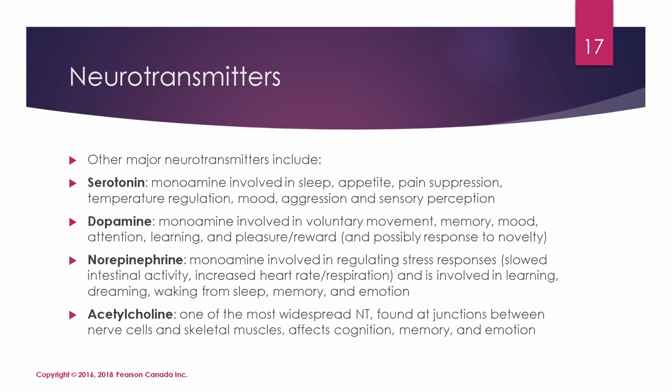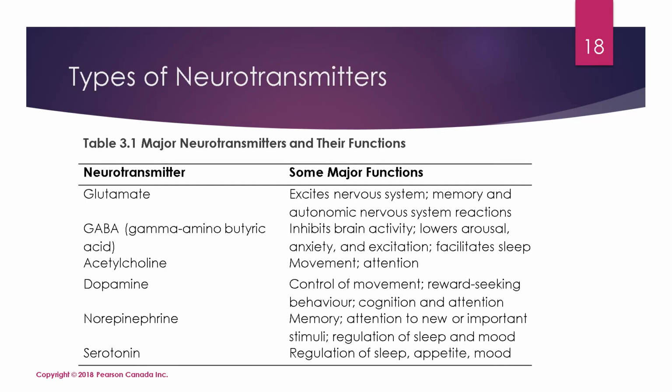And then finally we have acetylcholine, which is one of the most widespread neurotransmitters within our nervous system. It's found at the junctions between nerve cells and skeletal muscles, so basically where the motor neurons are talking to the skeletal muscles to tell them how to move. And it affects cognition, memory, and emotion, as well as some other things. So you don't have to remember every single detail about all of these, but you should be familiar with what some of their key functions are. So if you can keep in mind a little bit about what's here in this table, that should be pretty much enough to know with respect to the major neurotransmitters which we talked about.